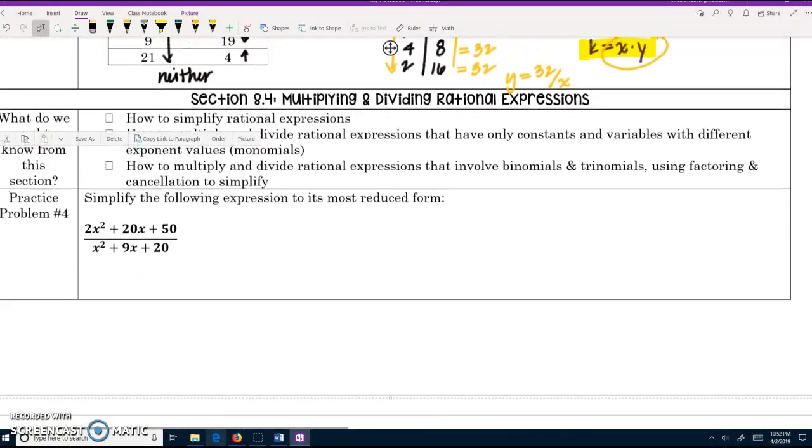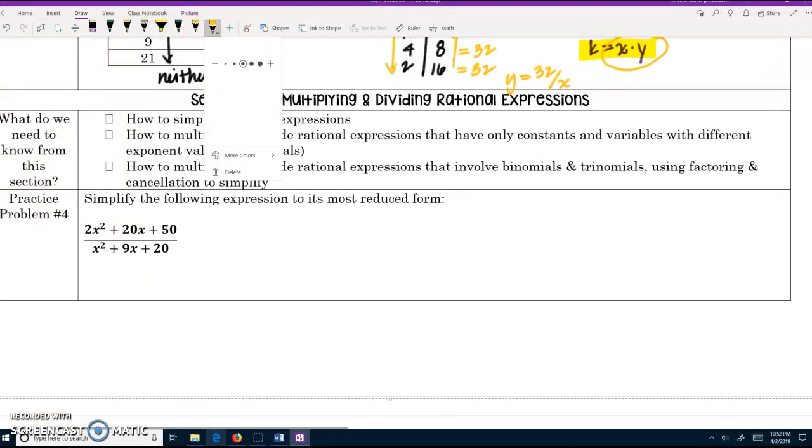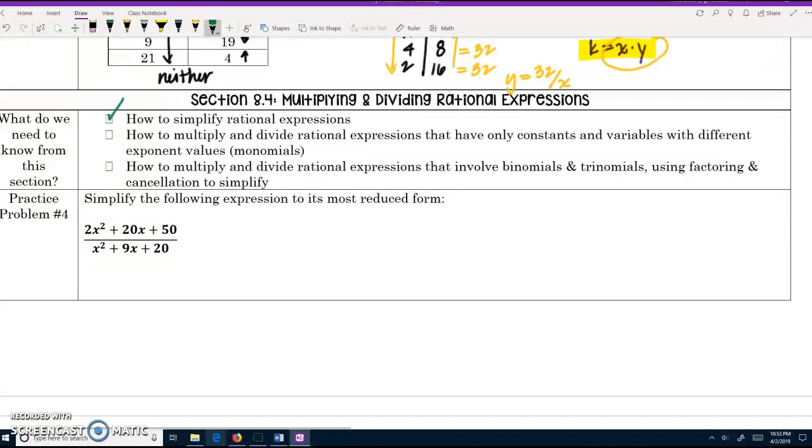Next up, we've got some multiplication and division to do. So from your section 8.4, here's the list of what we want to be able to accomplish. We want to be able to simplify rational expressions. We want to be able to multiply and divide when we just have monomials, so when you have just constants and exponents with the variables. And then we want to be able to multiply and divide when we have binomials and trinomials. So that's when we have quadratics or things that we can factor, and then we simplify with our multiplication and division. So practice problem 4 asks us just to simplify a rational expression.